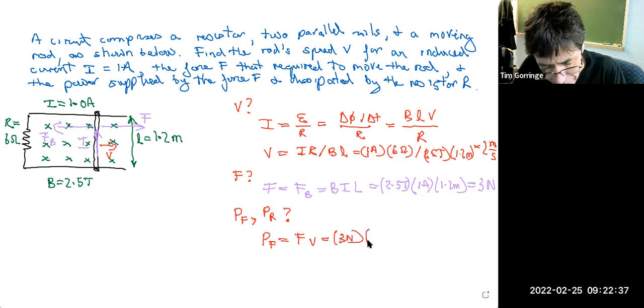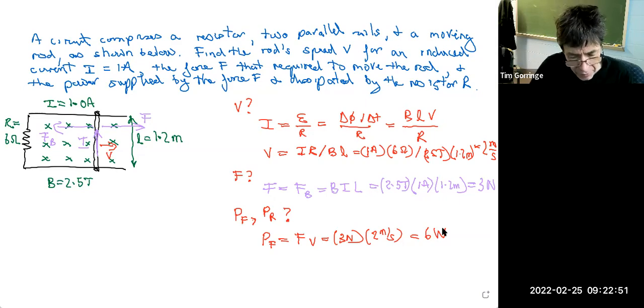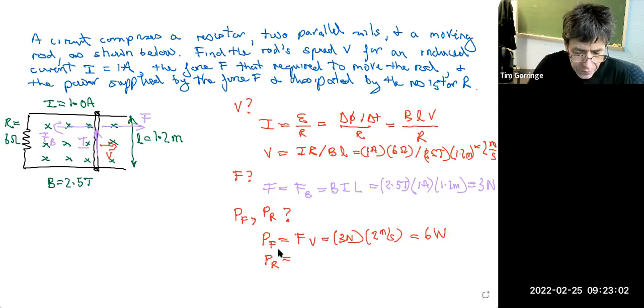We know the velocity of the moving rod. That was 2 meters per second. And so the power delivered is 6 joules per second, 6 watts. So that's the power I'm supplying. Every second I supply 6 joules. What about the power dissipated in the resistor? So that we call P_R.